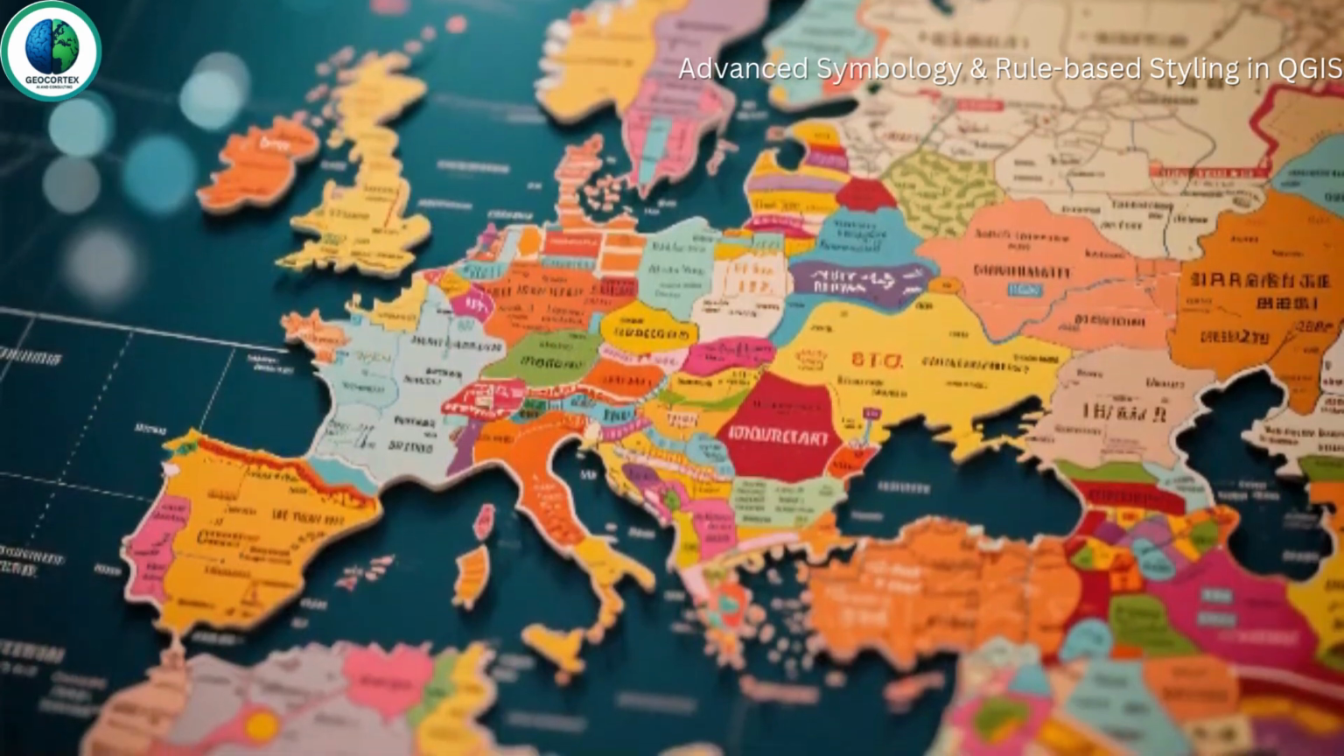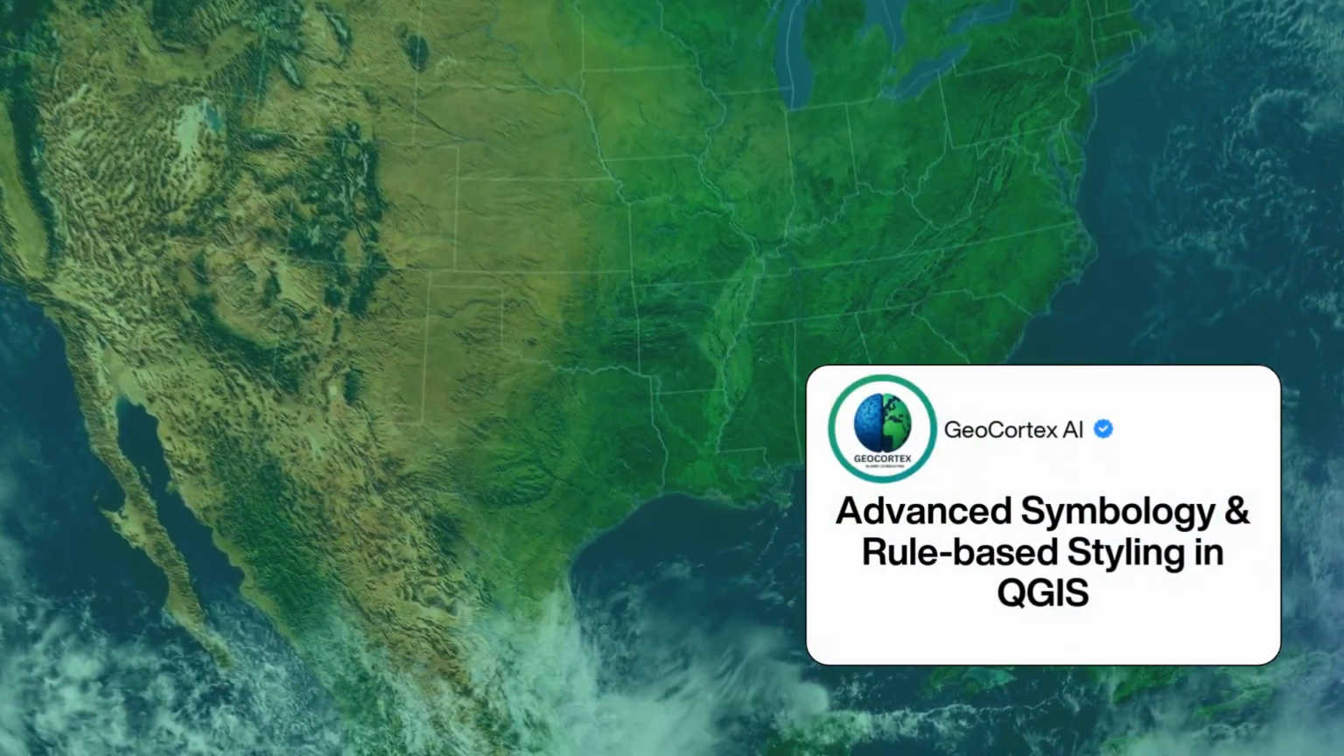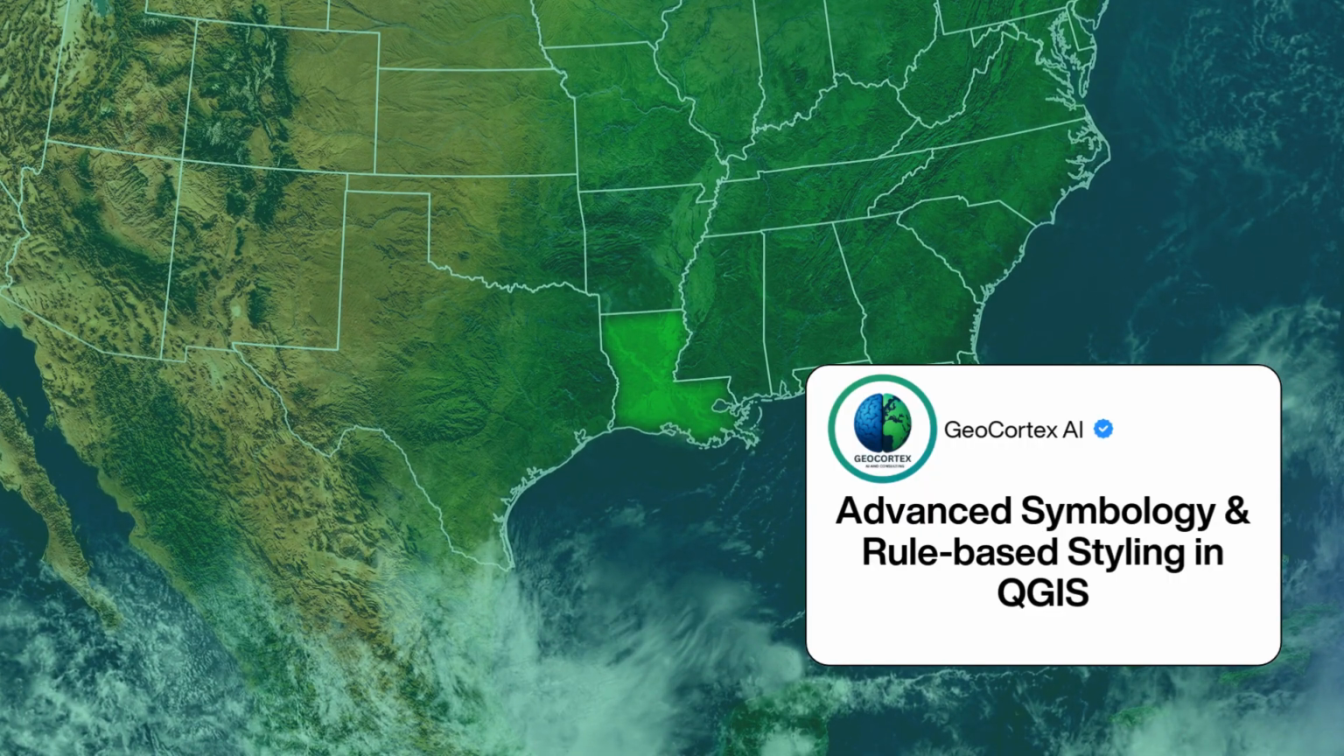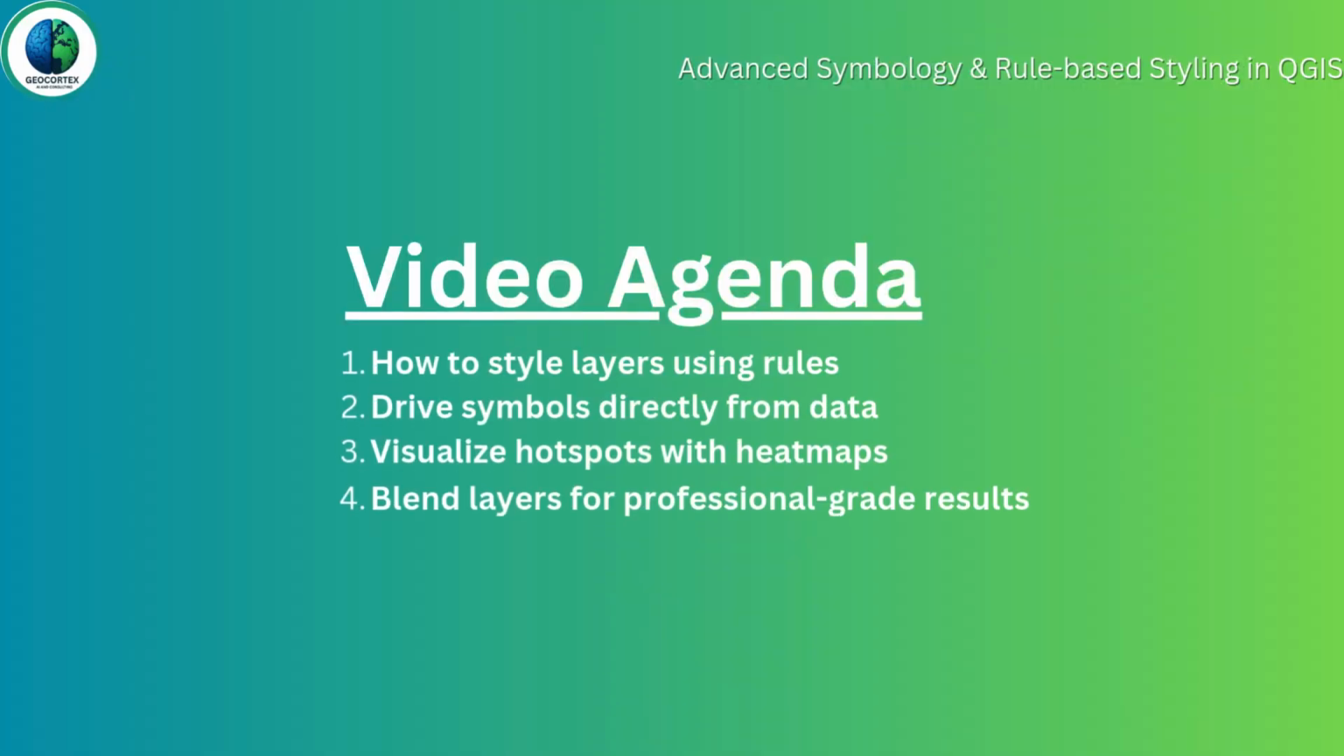Want to take your maps beyond basic colors and shapes? In this video, we're diving into advanced symbology in QGIS, where your maps don't just look good, they actually think. You'll learn how to style layers using rules, drive symbols directly from data, visualize hotspots with heat maps, and blend layers for professional-grade results. Because symbology isn't just about aesthetics, it's about communication.